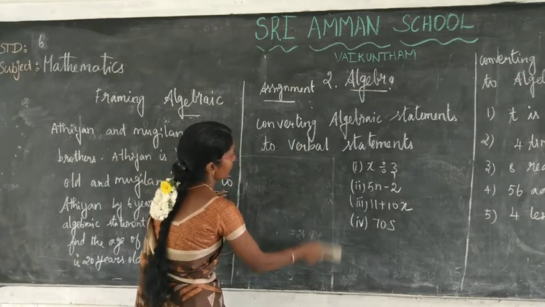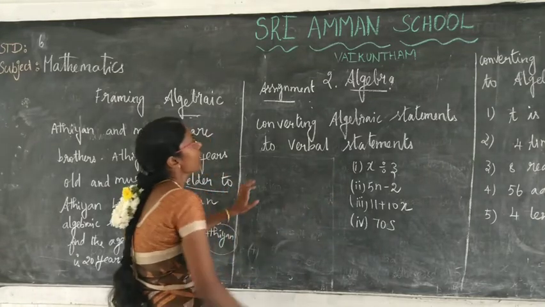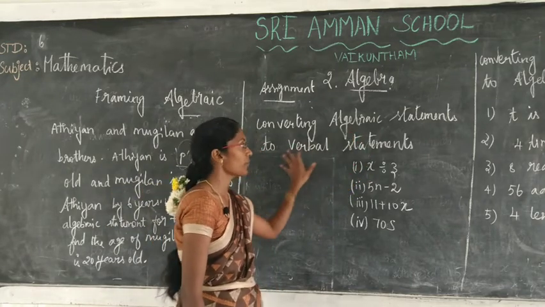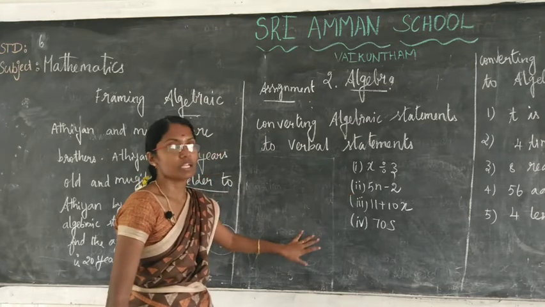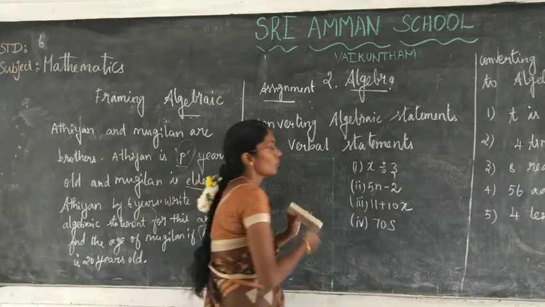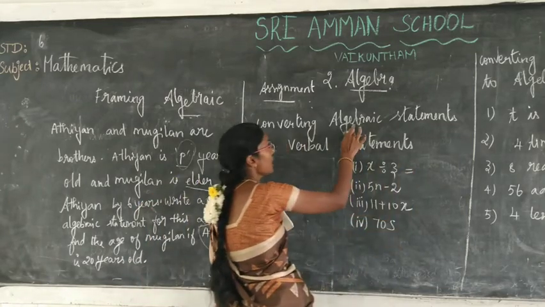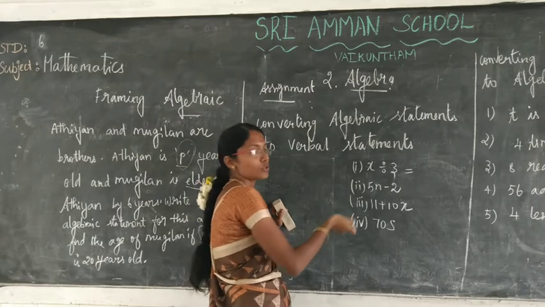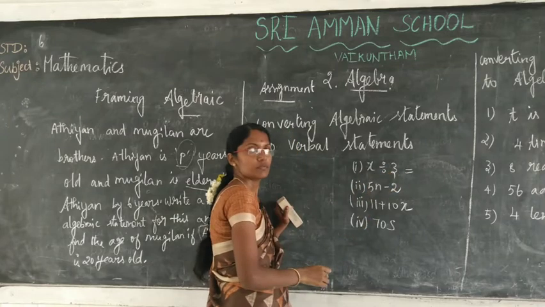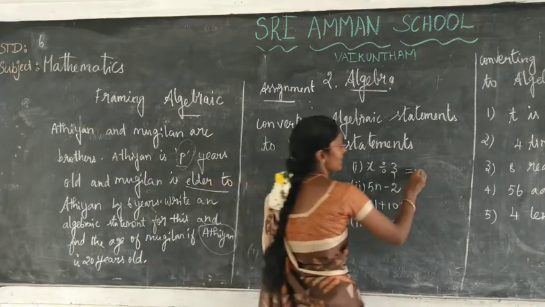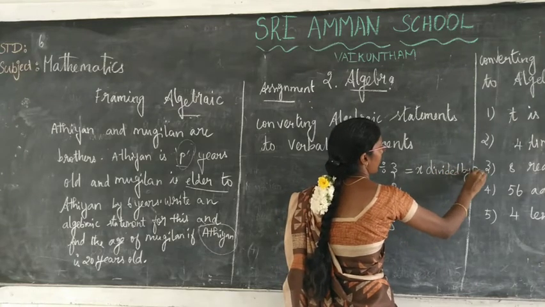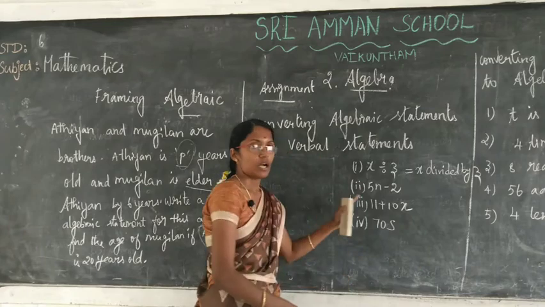See the question. Converting algebraic statement into verbal statement. For your convenience, I am going to do one problem. The rest you have to do by yourself. You have to convert the algebraic statement into a verbal statement, so you have to write it as a sentence. What is here? x divided by 3. So how will you write? x divided by 3. Likewise, you have to fill in the next 3.